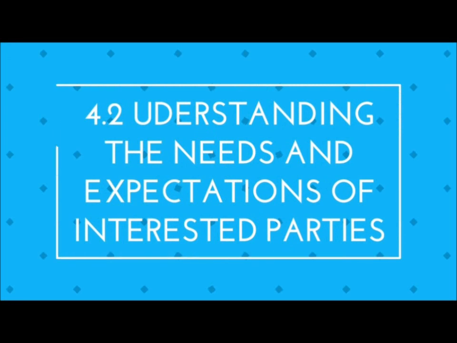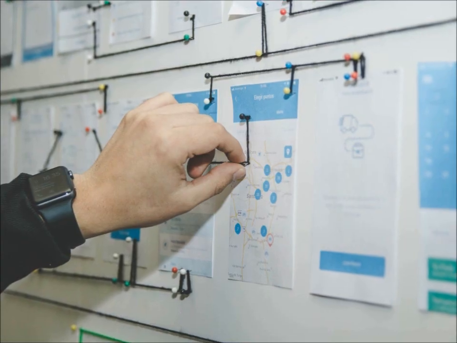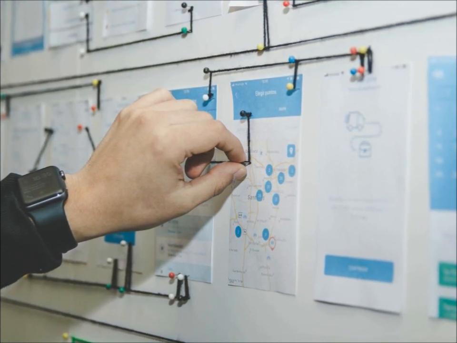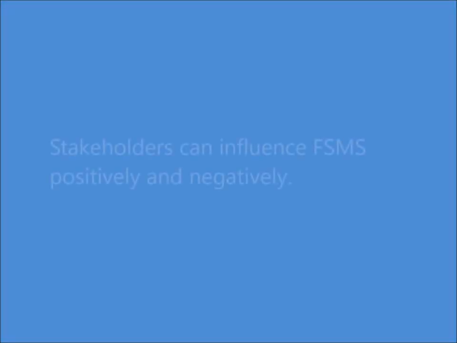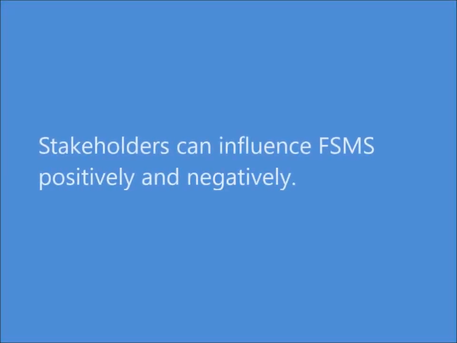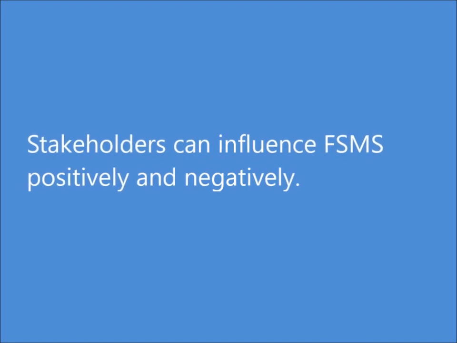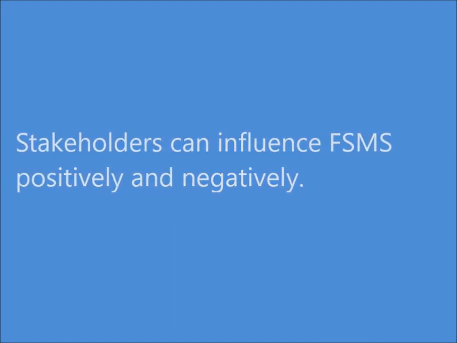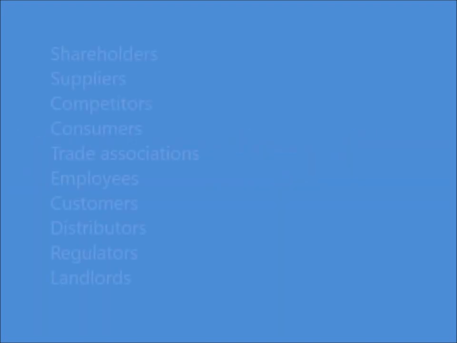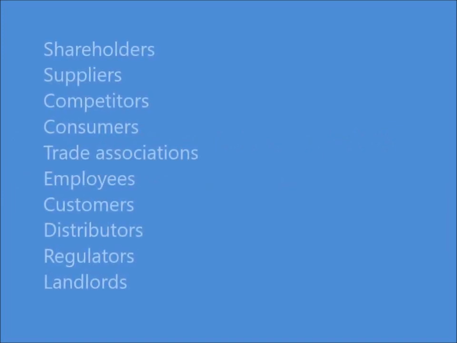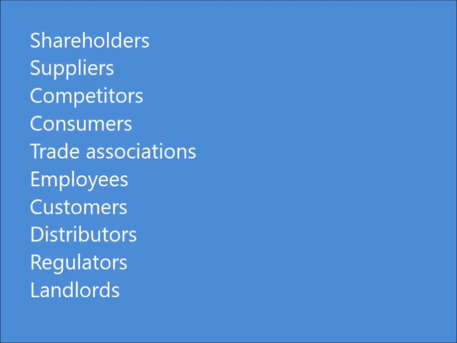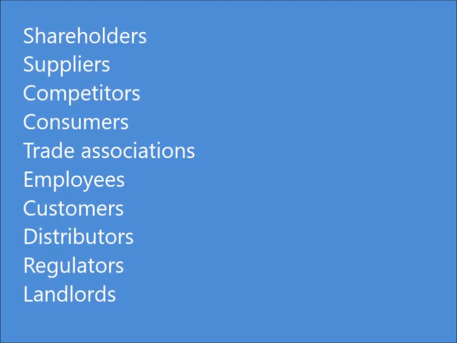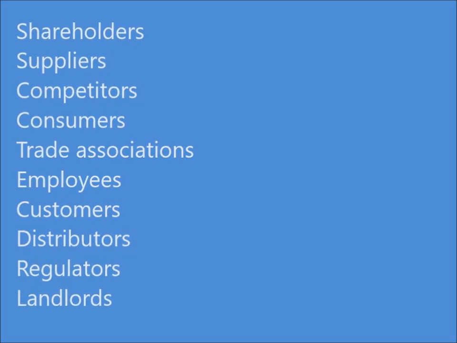4.2. Understanding the needs and expectations of interested parties. This includes mapping interested parties, stakeholders, and others that may be perceived to be affected by your company. Stakeholders can influence the FSMS positively and negatively. It is necessary to identify all stakeholders within the FSMS. They include shareholders, suppliers, competitors, consumers, trade associations, employees, customers, distributors, regulators, landlords.